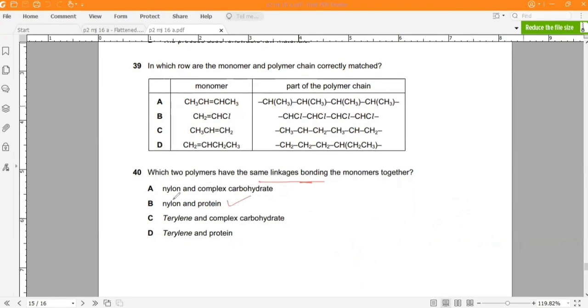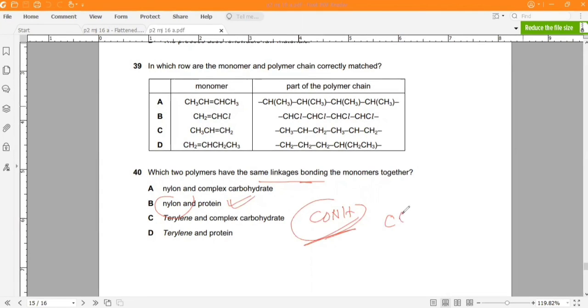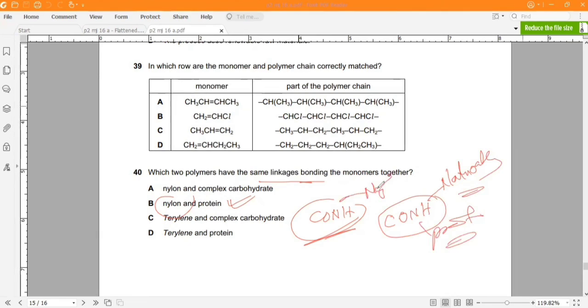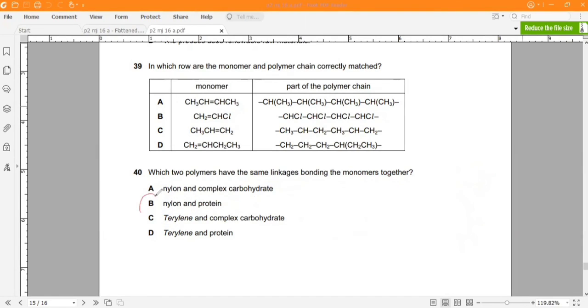Next, nylon and protein. Yes, obviously nylon will have the amide link, CONH. This is called the amide link. On the other hand, protein is a natural polymer. This also will be formed by means of amide links, because we use amino acids. That also gives rise to it. This is made by a natural polymerization reaction. Naturally the protein will be formed from amino acids, and nylon will be formed artificially from amino acids as well. That is why they will have the same linkage. So the answer will be B.